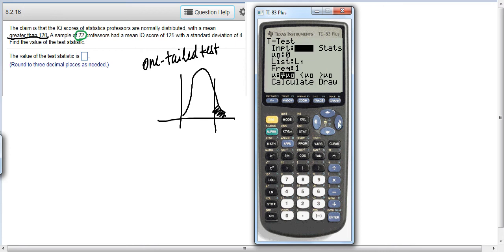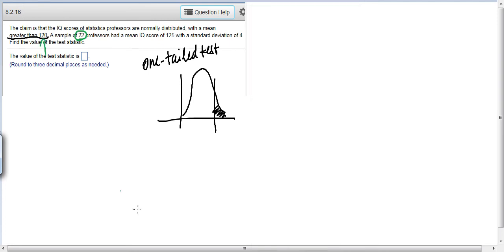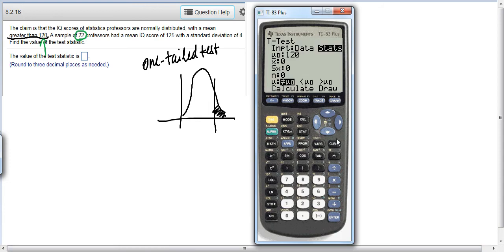Alright, so we're going to change the input to stats. Data pulls it off a list if you have a list of data, but we actually have the full stats on it. So the mu naught, the mu that we assume it to be at, is 120. And now our x bar, our sample mean, is 125. Then the standard deviation of our sample is 4, and the sample size is 22.